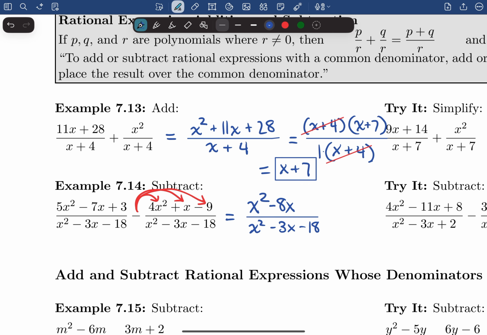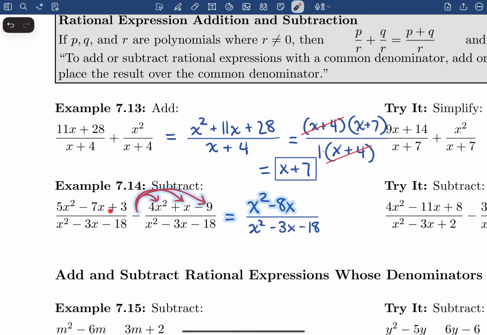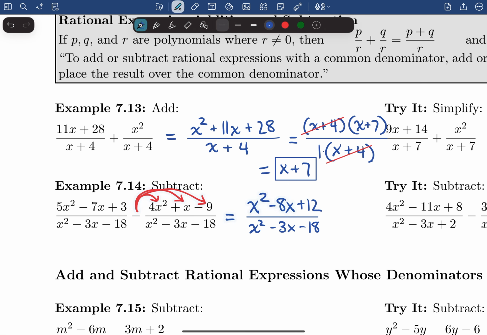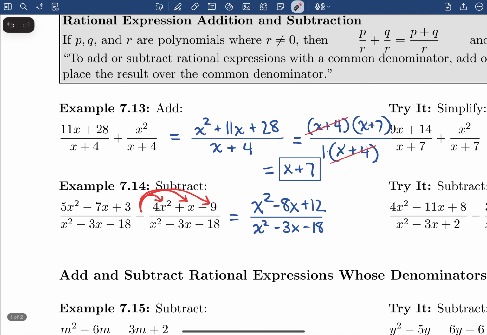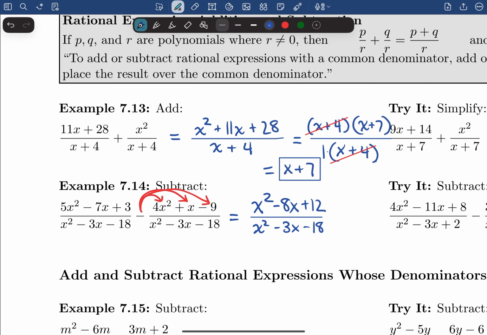And lastly, I look at the constant terms like positive 3, and then there's a minus negative 9. Well, this minus sign flipped that negative 9 to positive 9, and 3 plus 9 is 12. So I put a plus 12. Great. So now that we're at this point, I've simplified these two rational expressions into one by subtracting one from the other. Am I done? The answer is no.